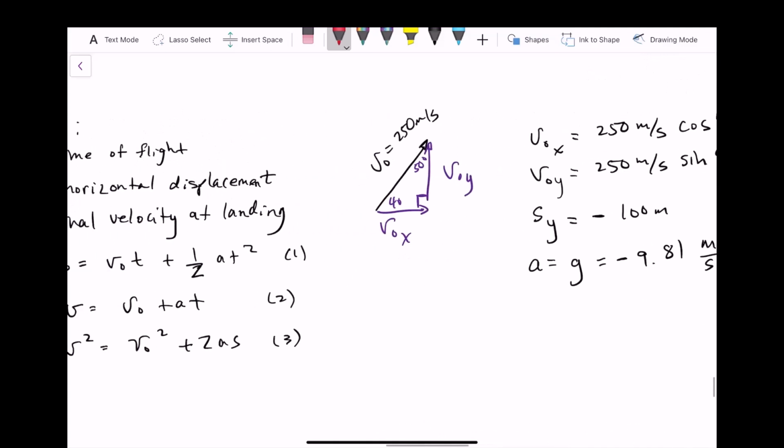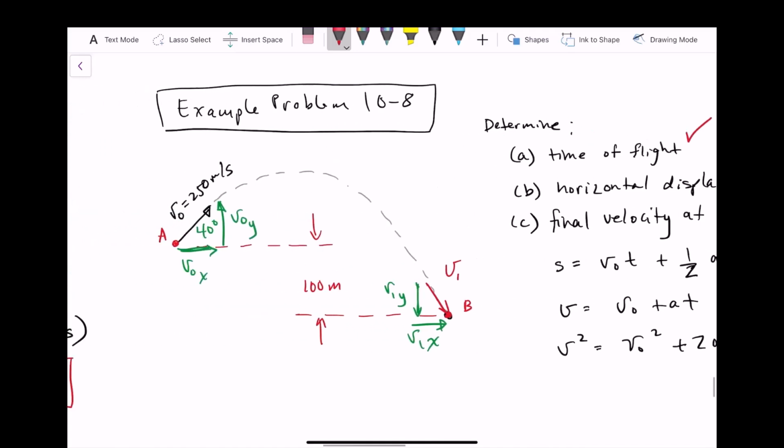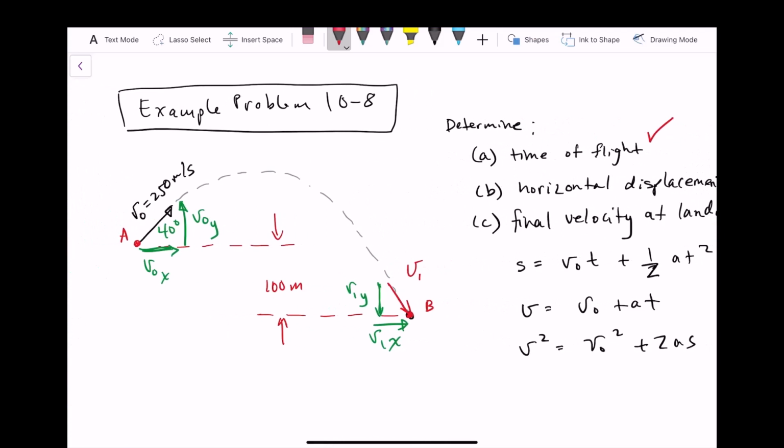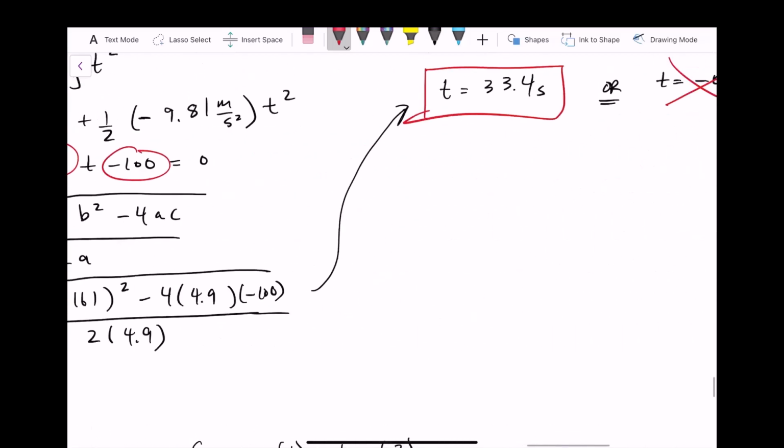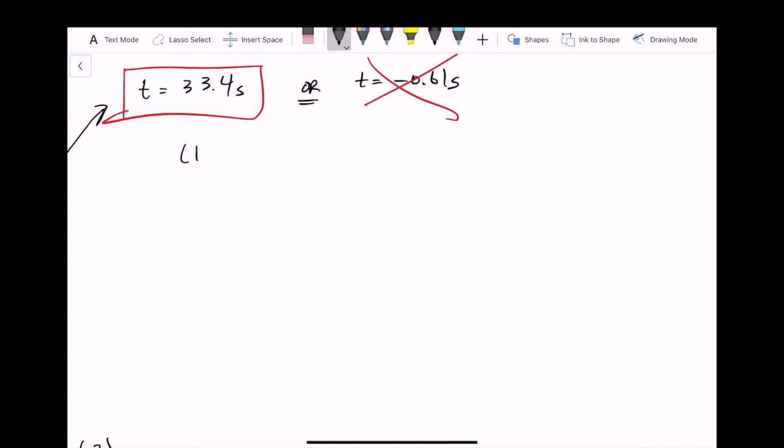So we did solve for the first problem all the way back here. We do have the time of flight, so that is 33.4 seconds. Next, we want to find the horizontal displacement. We know that the vertical displacement was 100 meters downwards. So what is the horizontal displacement? We're going to solve for that now. And remember, it's helpful to write this out, whether you're doing it for the x direction or y direction. So I'm doing it now for the x direction.